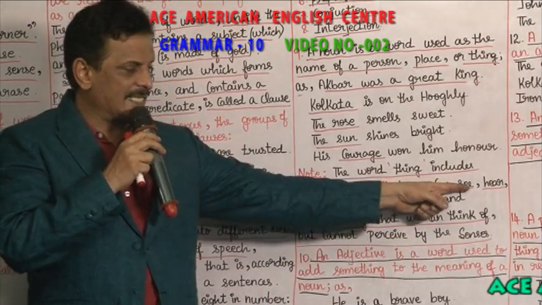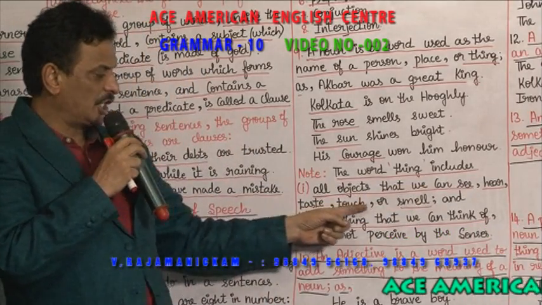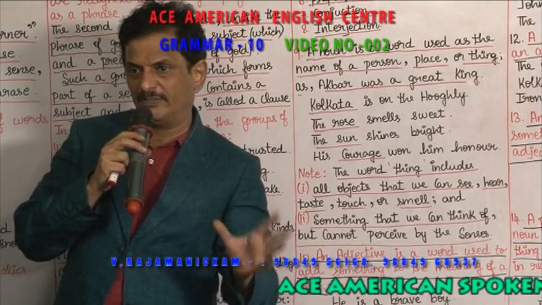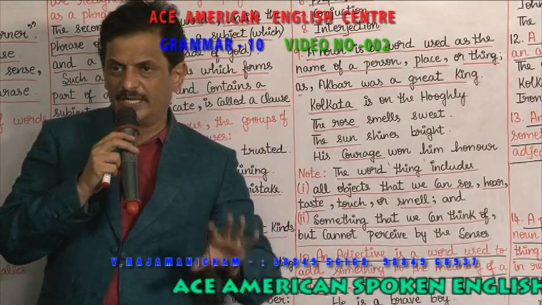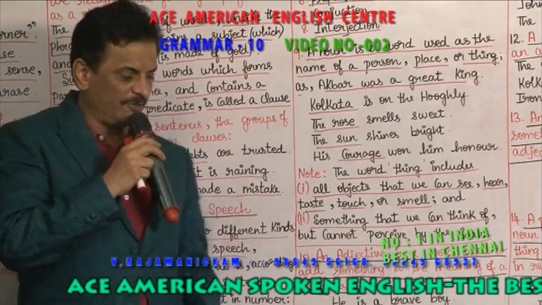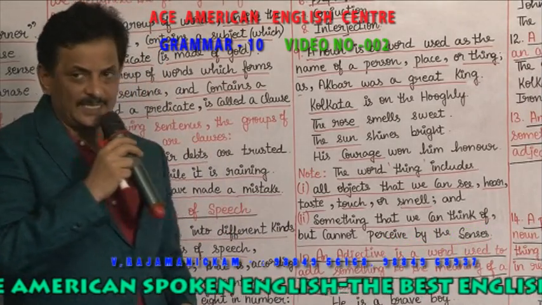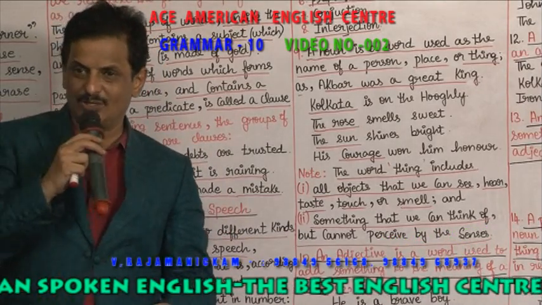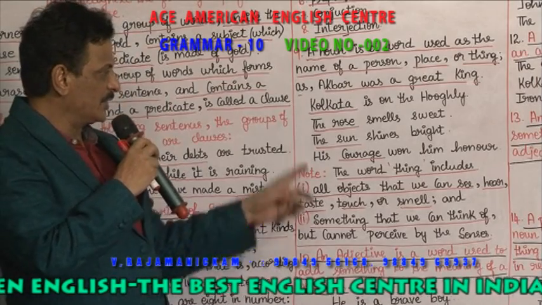What are the senses? See, hear, taste, touch, smell. We can feel it but we cannot touch it, or we cannot use the sense organs to find out. That is one other kind of noun. Those nouns are called abstract nouns. So this is number one.